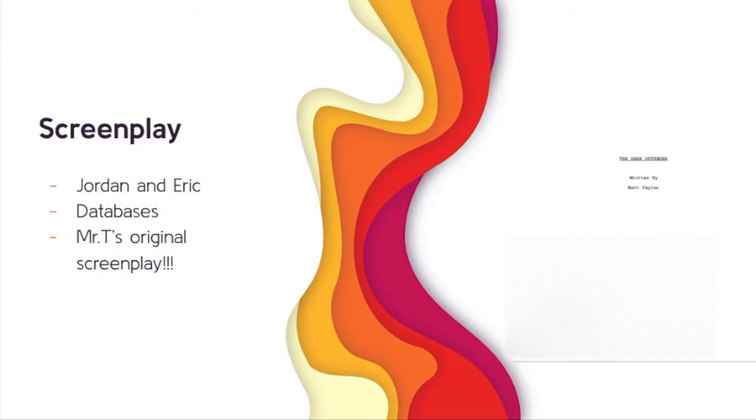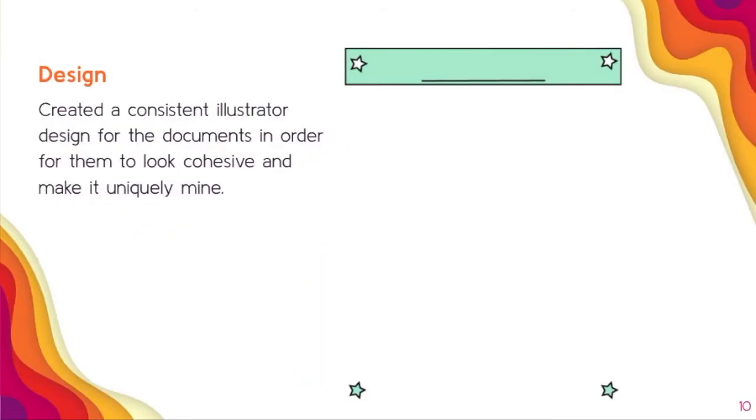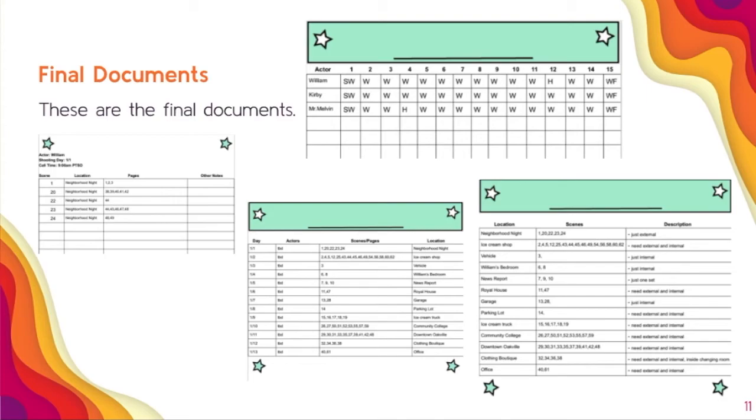It was something I haven't seen before or could ever see before, so that was really helpful in terms of breaking everything down. And then I created a design in order for all my documents to look consistent. So I just kind of put it together in Illustrator, and it's just that bar and then those stars. And it was just for the layout of the documents. So then here are the final documents.